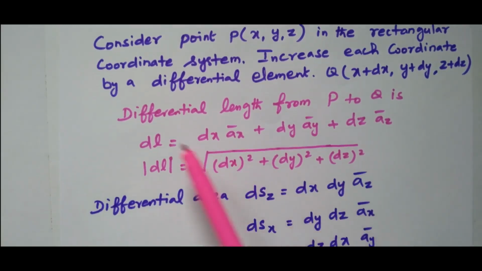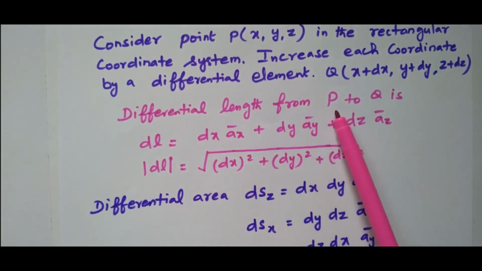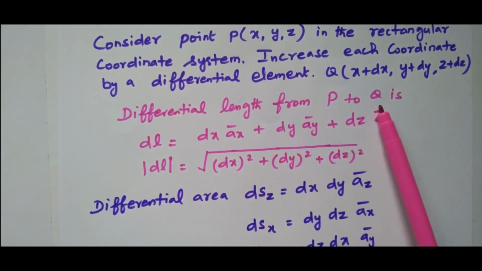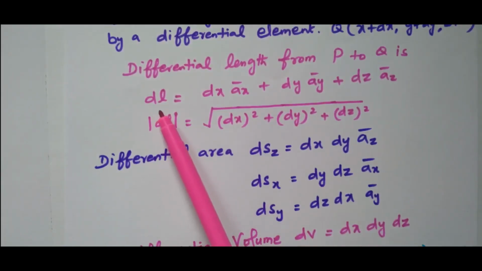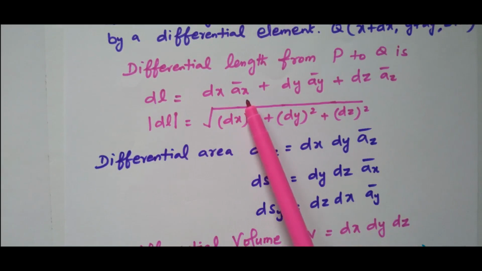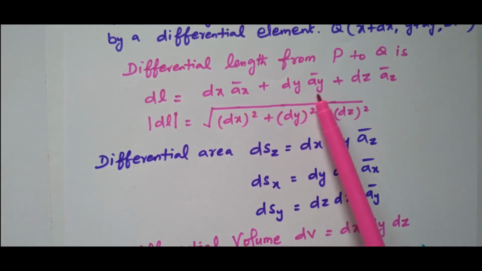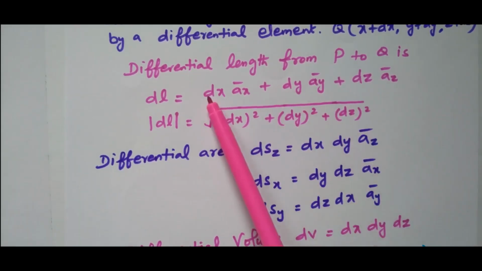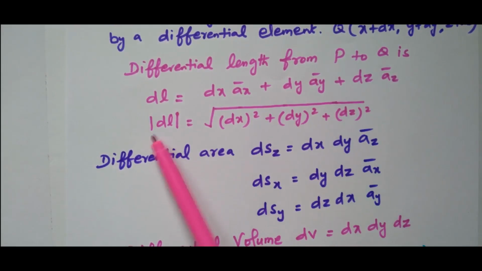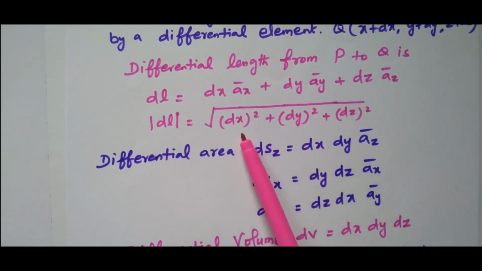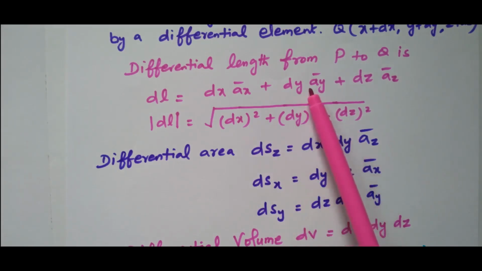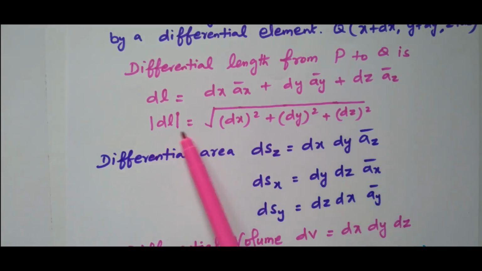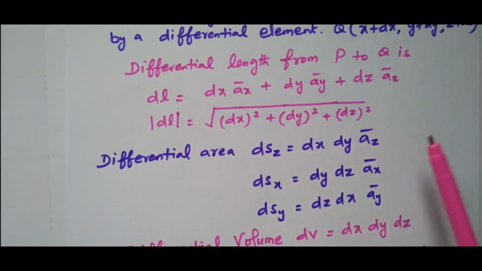From this, the differential length is from point P to point Q. So point Q is the new one, increased by the differential element, right? So based on that, the differential length dl is nothing but dx ax vector plus dy ay vector plus dz az vector, right? So these are nothing but the incremental elements dx, dy and dz. While taking the modulus, it is the square root of dx square plus dy square plus dz square, that we know very well. From this vector we can calculate the modulus of dl. So this is the value, right? So this is a length.